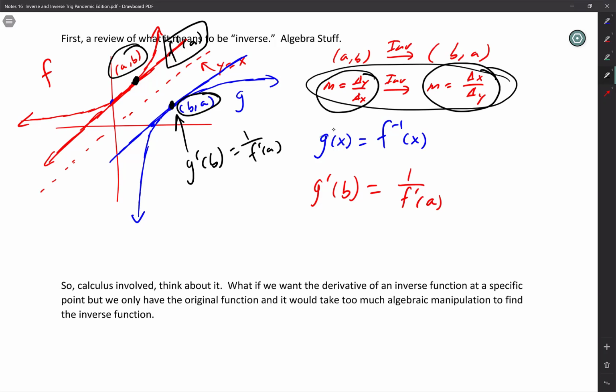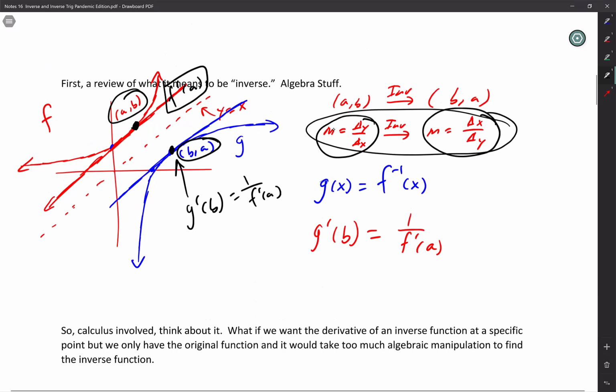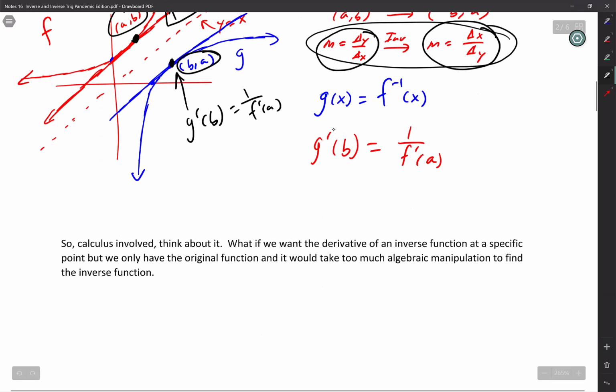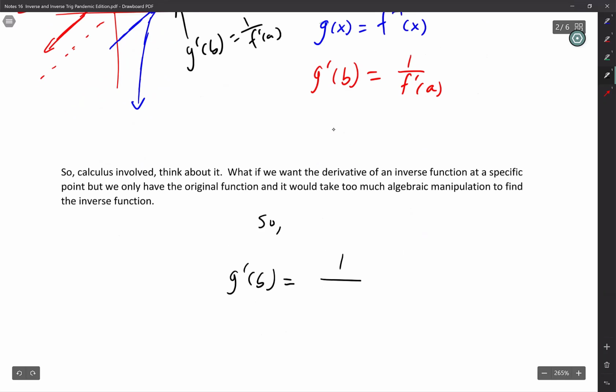All right. So having said that, what did I write here? Think about it. What if we want the derivative of an inverse function at a specific point, but we only have the original function, and it will take too much algebraic manipulation to find the inverse function? So g prime of B is equal to 1 over f prime of A. That's it. That's the big deal.